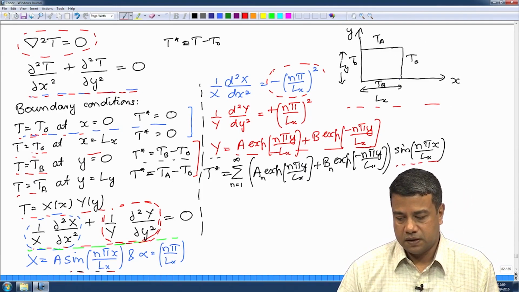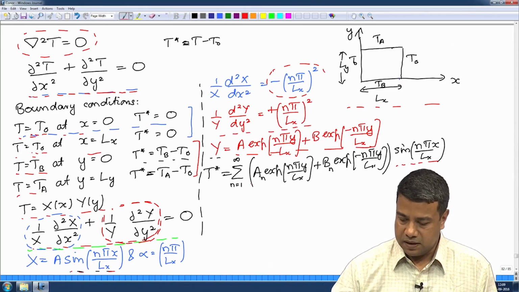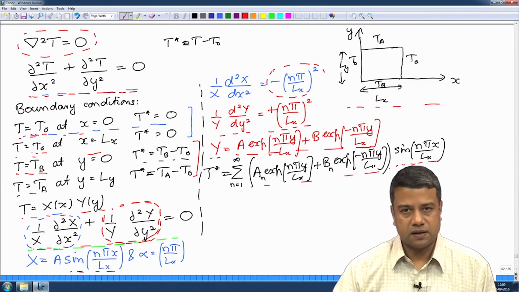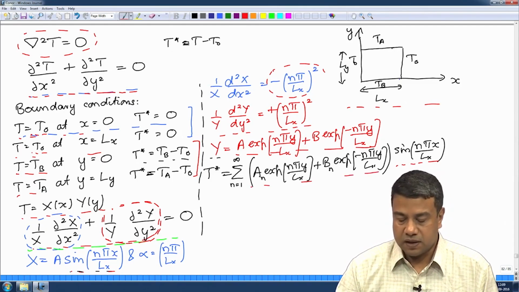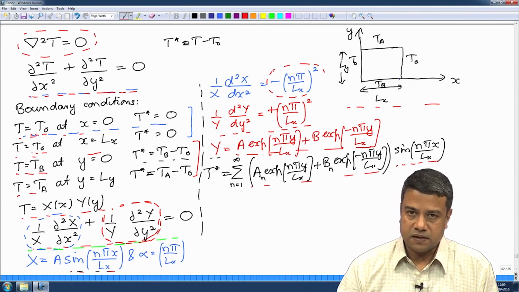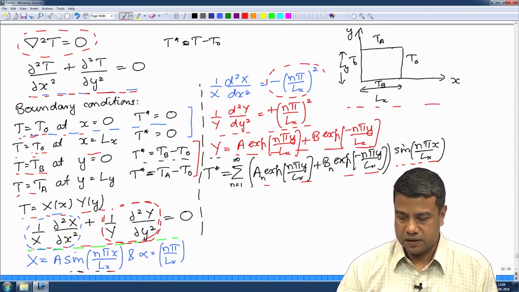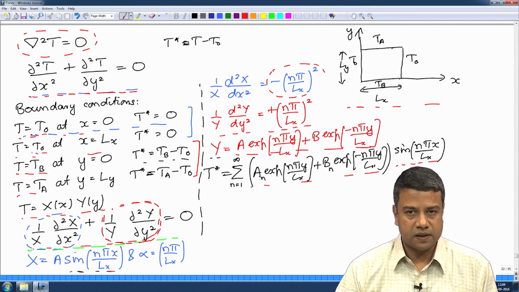Therefore, the equation for the y direction becomes something like this, and the solutions are exponentials in the y direction. The boundary conditions in the x direction and the conservation equation are satisfied for any value of n, provided n is an integer. The boundary conditions in the homogeneous direction and the differential equation are satisfied for any value of n provided n is an integer.